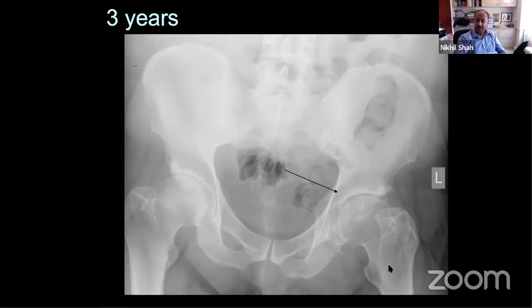So sometimes we do tend to chase the X-ray too much. And you know, we've all been taught that you need an accurate reduction on the X-ray to get a good outcome. And by and large, that is correct, and we're trying to do it. But many times, nature is much more forgiving, thankfully, for the patient and for us.